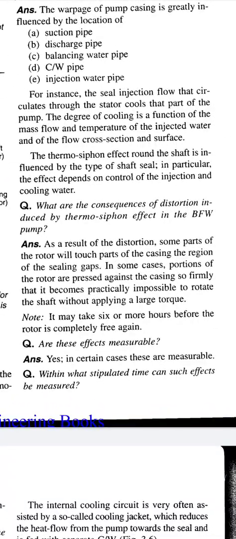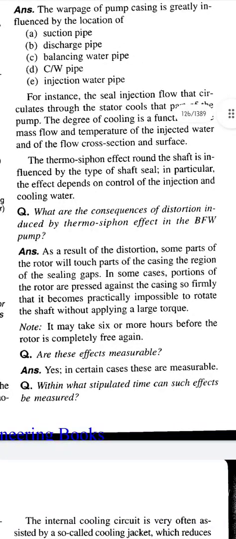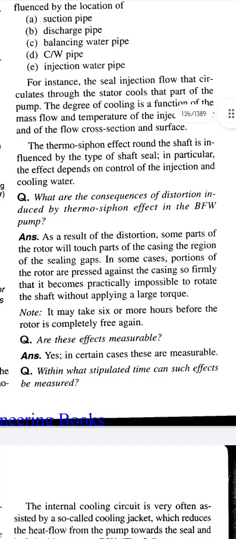Next question: what are the consequences of distortion induced by the thermosiphon effect in the boiler feed water pump? Answer: as a result of the distortion, some parts of the rotor will touch parts of the casing in the region of the sealing gaps. In some cases, portions of the rotor are pressed against the casing so firmly that it becomes practically impossible to rotate the shaft without applying a large torque. It may take 6 or more hours before the rotor is completely free again.